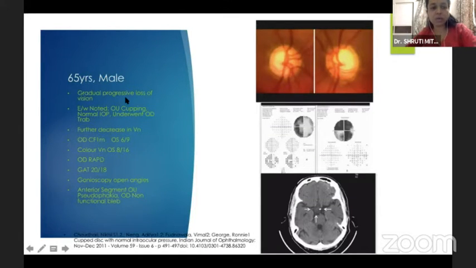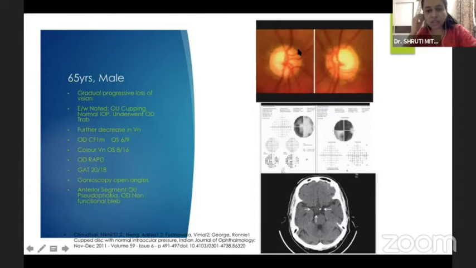It tells us about a 65-year-old male who presented to the authors with gradual progressive loss of vision. Elsewhere, he was noted to have cupping in both eyes and had also undergone a trabeculectomy in the right eye. He presented with further decrease in vision to the authors, wherein his right eye vision was counting fingers at 1 meter and left eye was 6/9. Color vision was decreased in the left eye, and there was RAPD in the right eye.